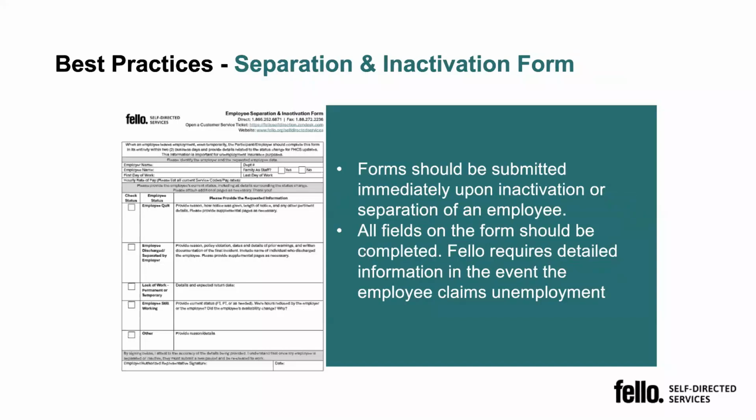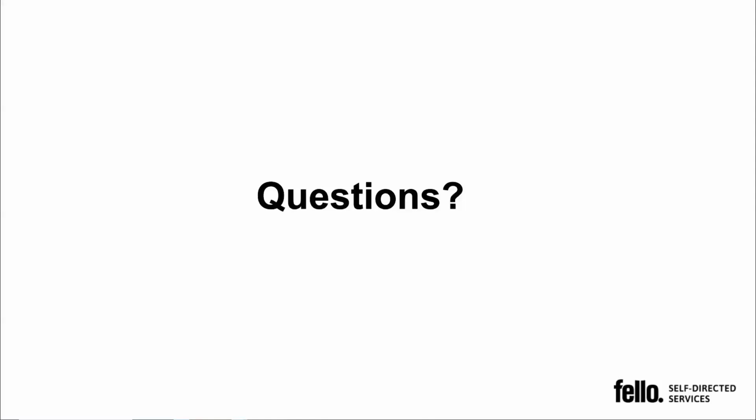In summary, all fields on the employee separation and inactivation form should be completed in full, and the form should be submitted immediately upon inactivation or separation. It's important to document the employee's date last worked accurately on the form so that the employee is paid appropriately and their access is not revoked prematurely. Fellow requires detailed and timely information in the event that the employee claims unemployment.